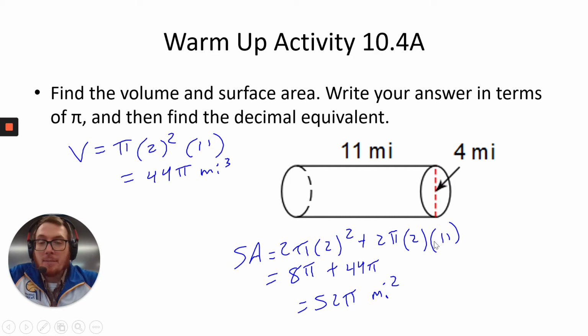Then 2 pi r times the height would be the circumference of the circle times the height of the cylinder, and that would be 44. Together, 8 pi and 44 pi make 52 pi. And again, that's square miles because it's an area question, not a volume question. The other thing is some of you are noticing the units here. This is a pretty insanely large cylinder if you had to think about making it. So just something to think about with the units as well.